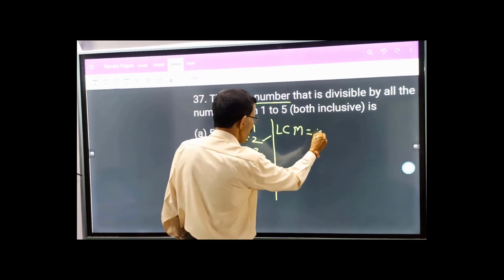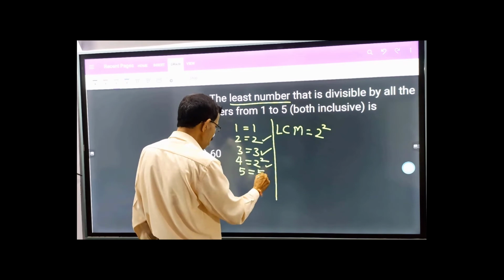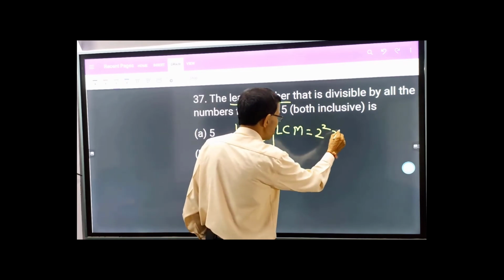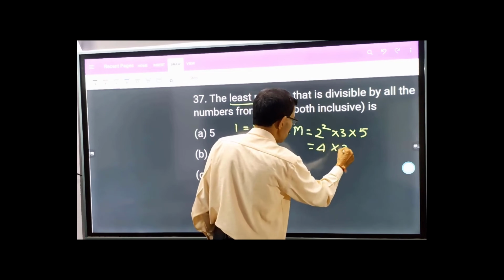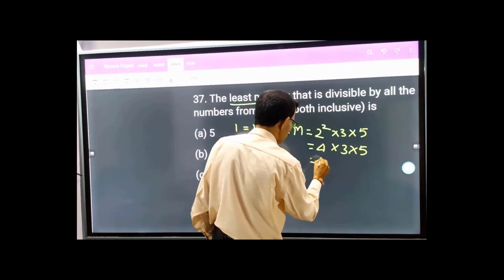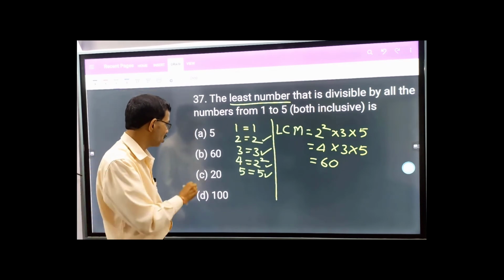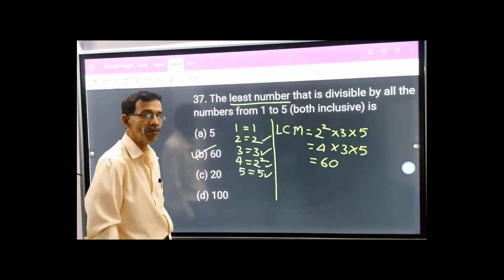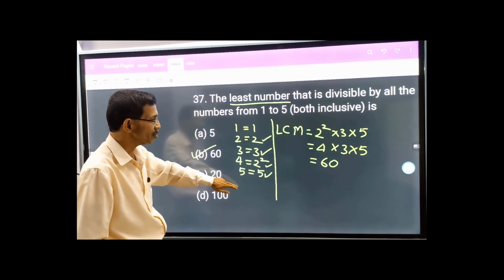So this is 2 square. And then you have to take 3 and 5. So multiplied by 3 multiplied by 5, this will be 4 into 3 into 5, which works out as equal to 60. And the correct option here is option B. With this, let us go to the next question.